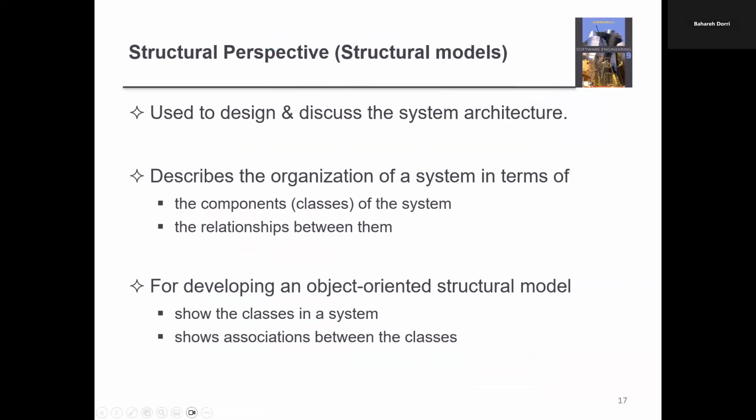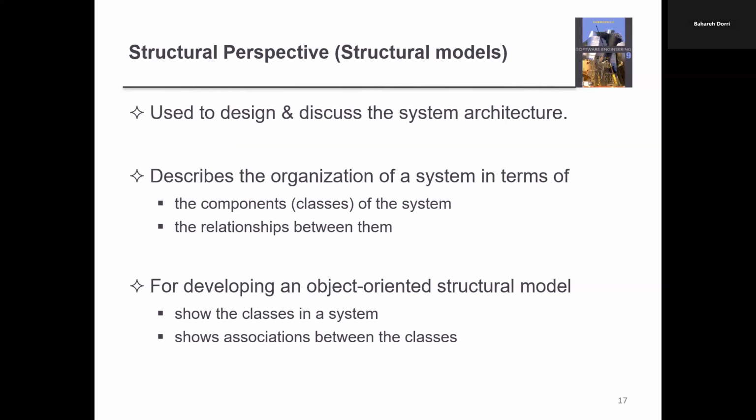All right. Now let's talk about structural modeling, specifically how we use it to design and understand the system architecture. This type of modeling is really helpful when we want to visualize how a system is organized. We are looking at things like what components exist, how they relate to each other, and how we might build the overall structure.